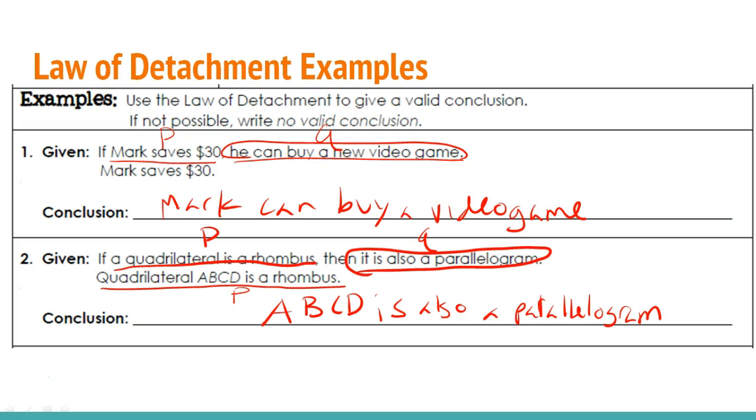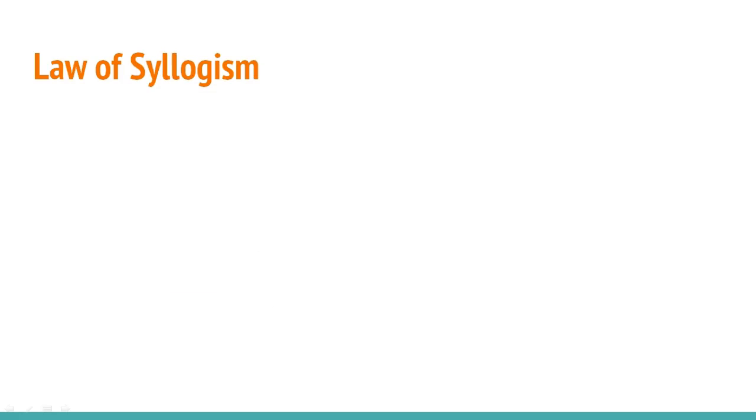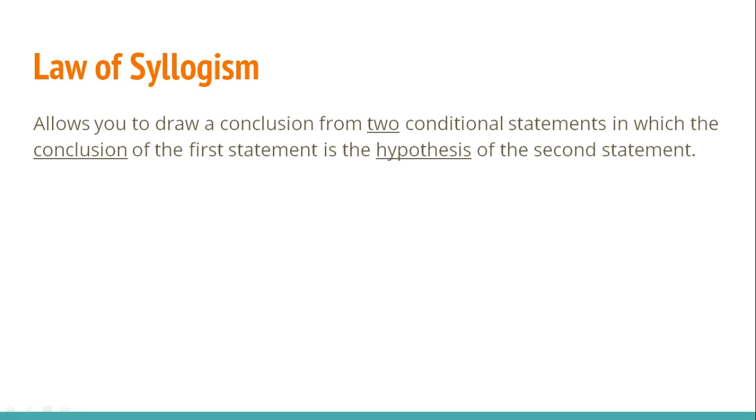So the second law we're going to look at today is called the law of syllogism. It's kind of a silly name, but that's what we've got here. The law of syllogism states that we can draw a conclusion from two conditional statements. And there's a really big key here: the conclusion of the first statement has to be the hypothesis of the second statement.